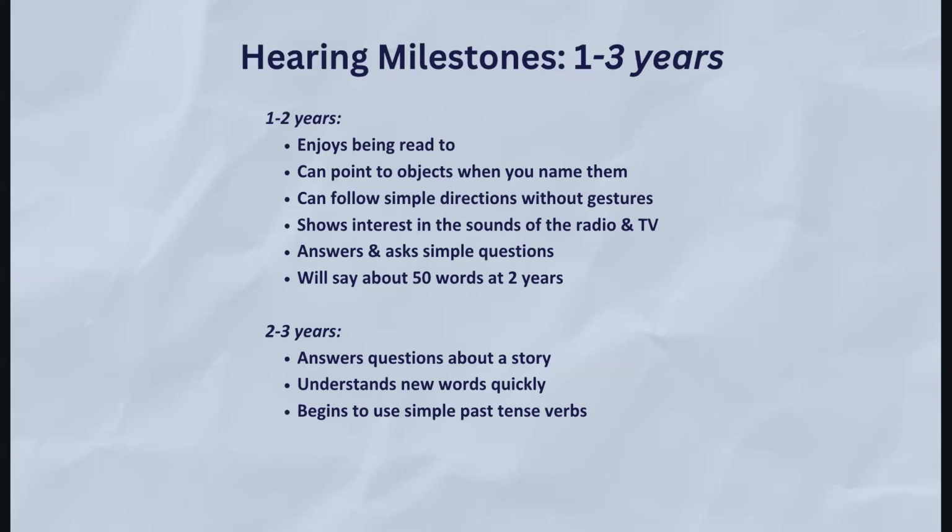From ages 2 to 3, a toddler will most likely be able to answer simple questions about a story, learn new words very quickly, and begin to use past tense verbs such as walked, though they will often make mistakes with the regular past tense verbs, so they might say something like runned instead of ran.